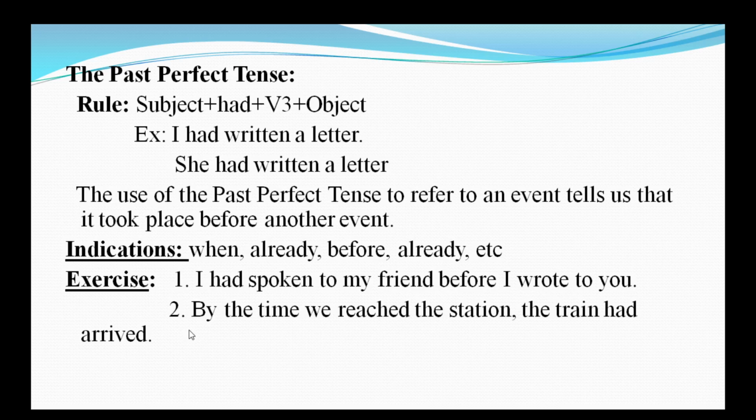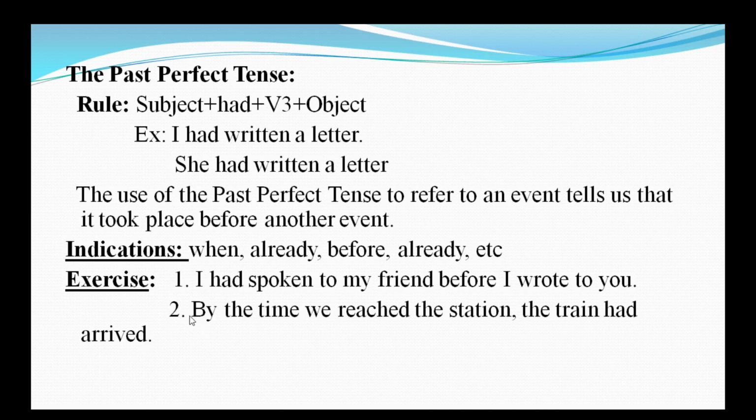And when you look at another sentence, by the time we reached the station, the train had arrived. Here, by the time we reached, the first sentence is in the simple past tense. The train had arrived. That means the second sentence is in the past perfect tense. That means one verb represents the action in the simple past tense, and another verb represents the action in the past perfect tense.